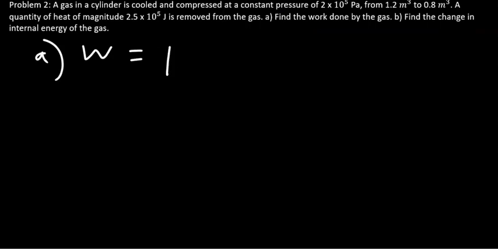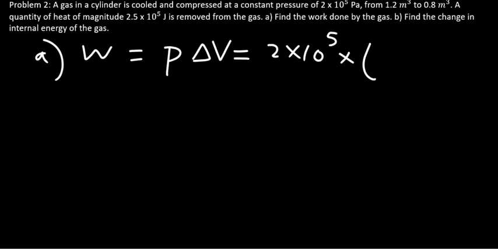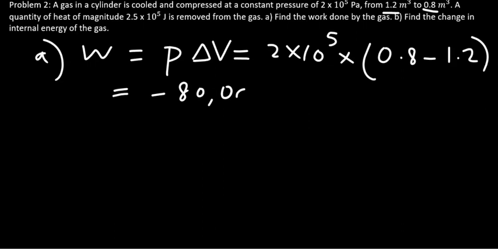Note, the work done is work done at constant pressure. So it is quite simply the pressure times the change in volume. Now the pressure is 2 times 10 to the power 5 Pascal. And the change in volume is from 1.2 to 0.8. So it is 0.8 minus 1.2 cubic meter. And that's going to give you minus 80,000 joules for the work done. Note that this minus sign for the work is compatible with the compression.